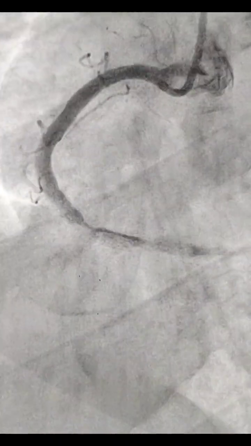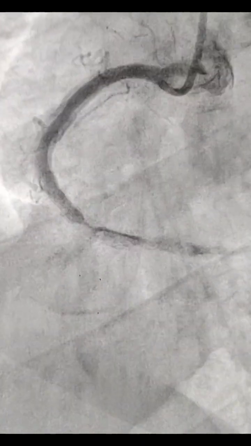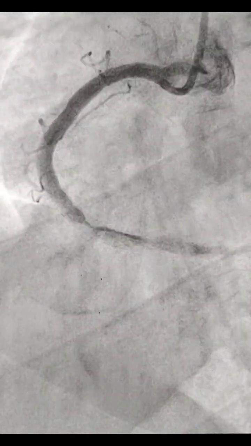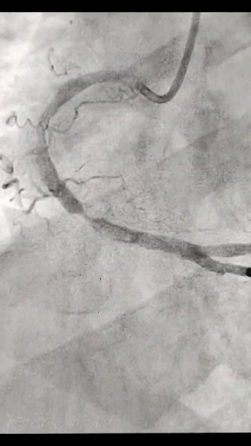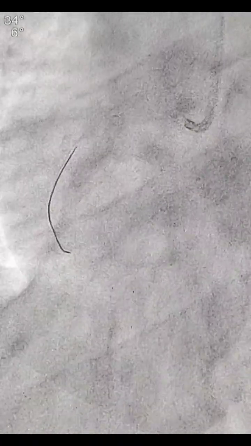So at this point of time, I decided to put a stent in stent. The earlier stent was 28, so I decided to put a 30 stent, and let's see later what will happen to the proximal thrombus and all. So I decided to put a stent there, stent in stent. While removing the thrombosuction catheter, it got disengaged, and again I had to put the wire.